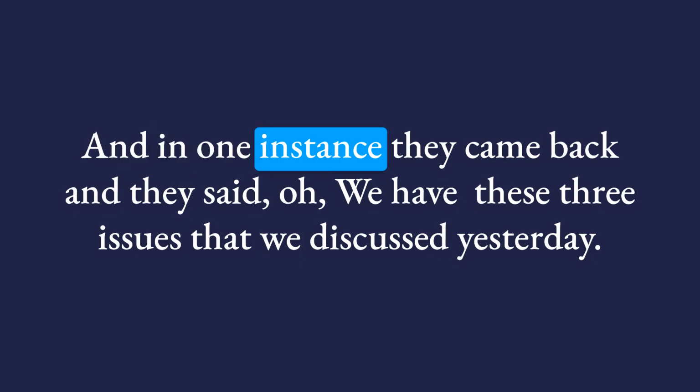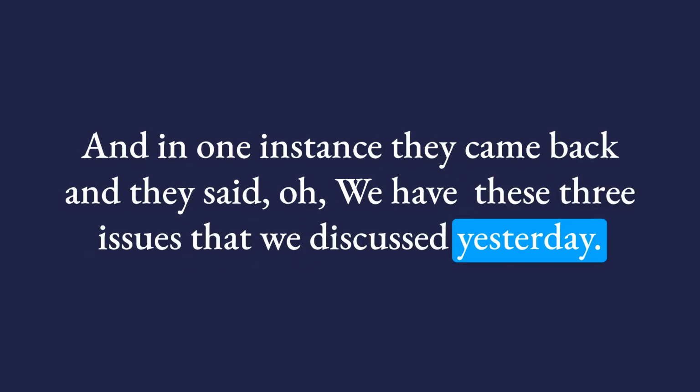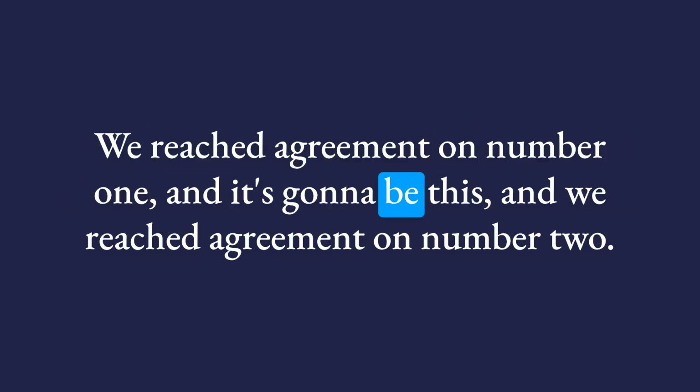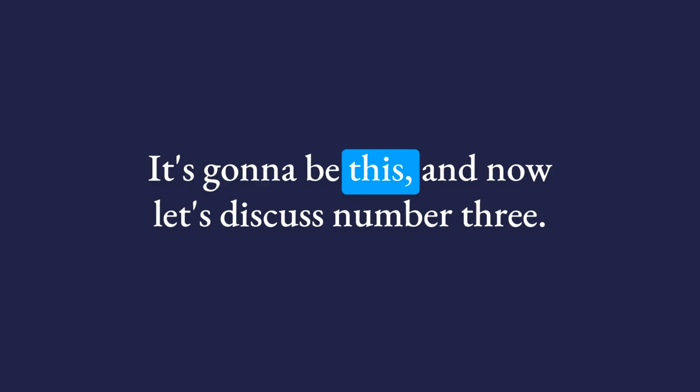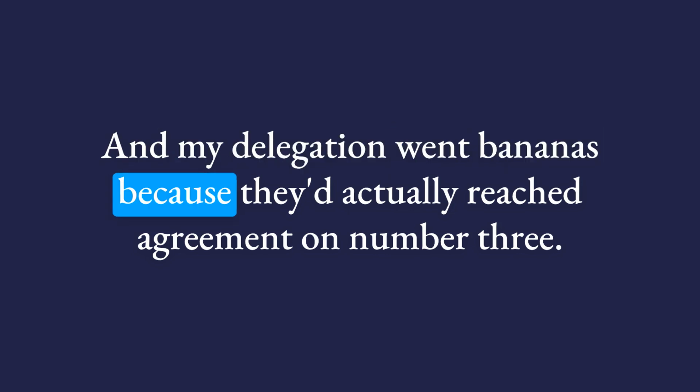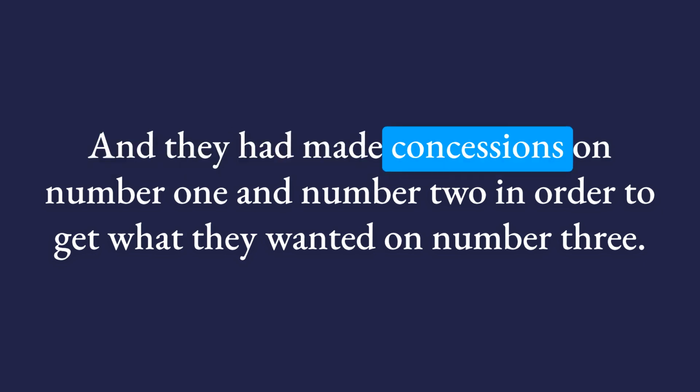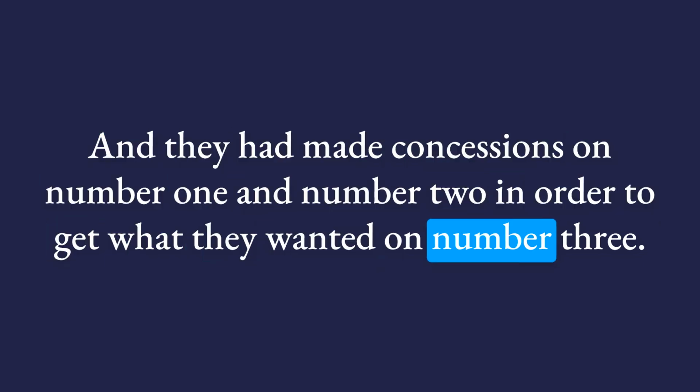And in one instance, they came back and they said, "Oh, we have these 3 issues that we discussed yesterday. We reached agreement on number 1, and it's going to be this. And we reached agreement on number 2, it's going to be this. And now let's discuss number 3." And my delegation went bananas because they'd actually reached agreement on number 3, and they had made concessions on number 1 and number 2 in order to get what they wanted on number 3.